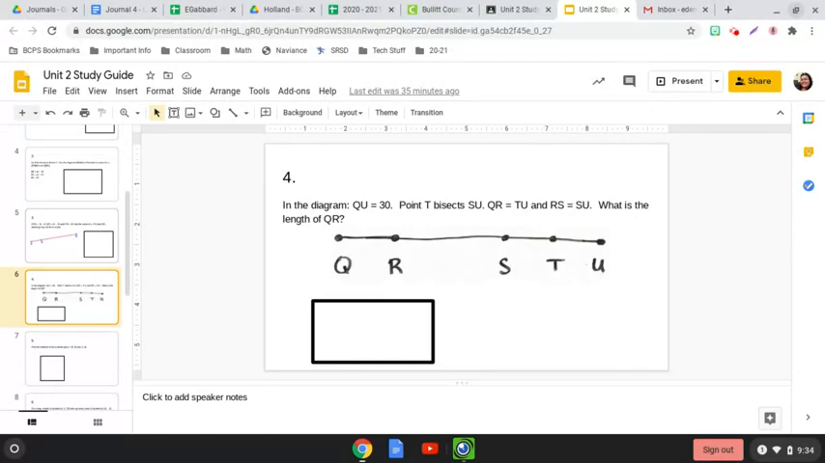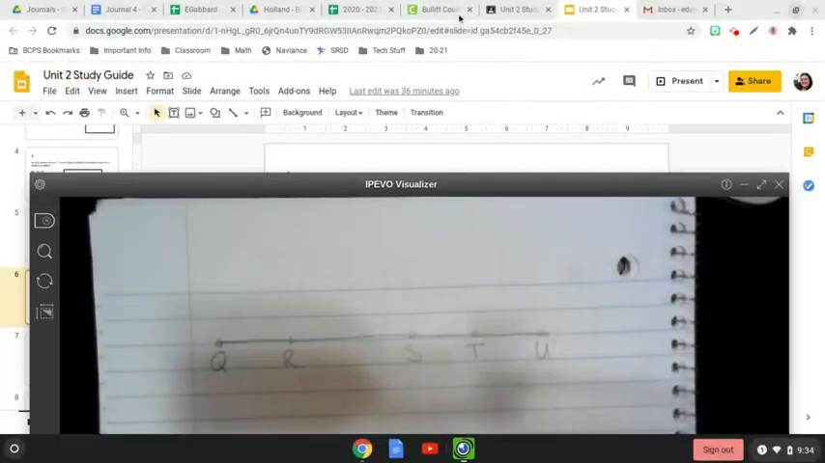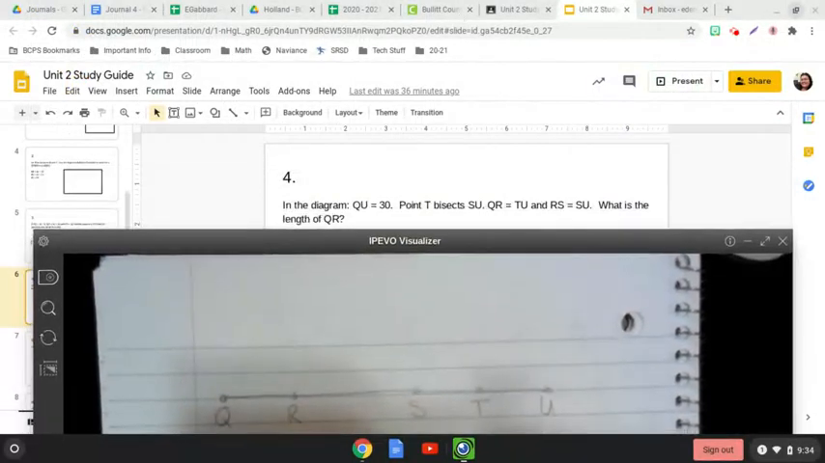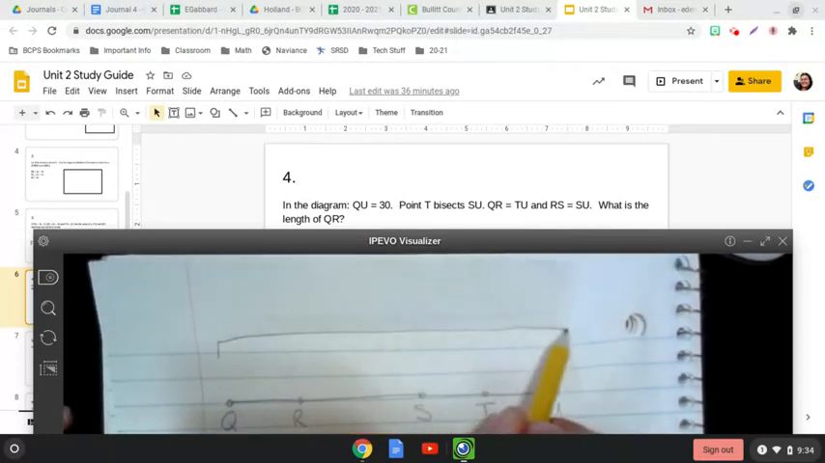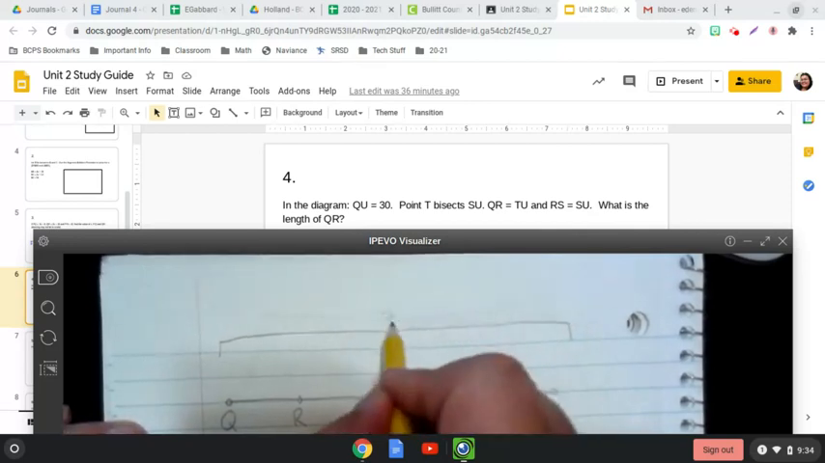So point R, we have S and T. Okay. So I hope you can see that. Okay, so the diagram is telling us that the whole thing, QU, is 30.